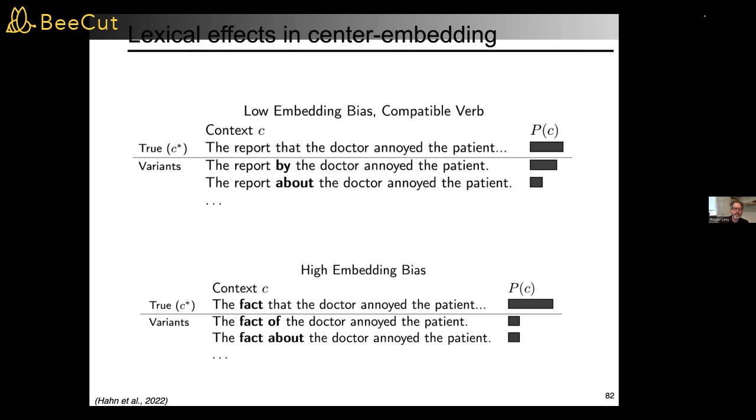Okay, so in some sense, in the neighborhood of the true context, at this point where the word was might appear, the true sentence could have the word was next. In neighbors of the context, like the report by the doctor annoyed the patient, where the word that gets changed to by, now the word was cannot occur next. Likewise, if we change that to about.